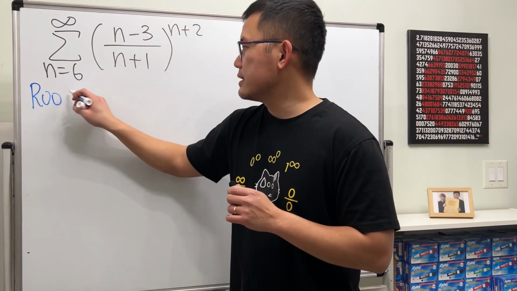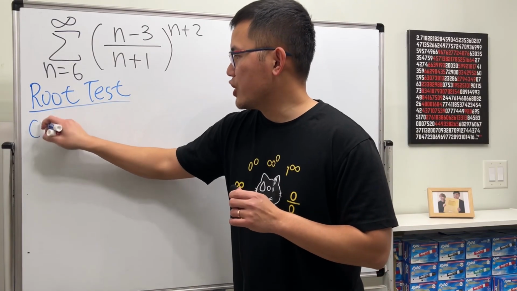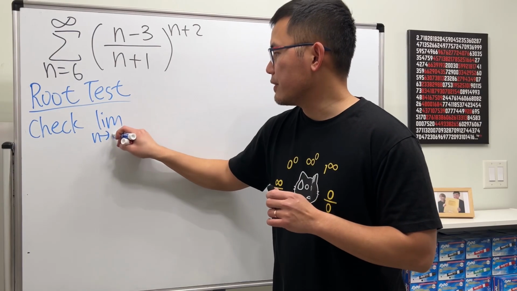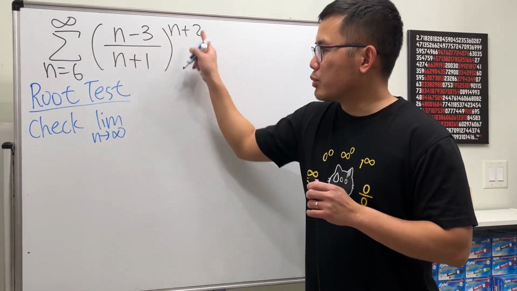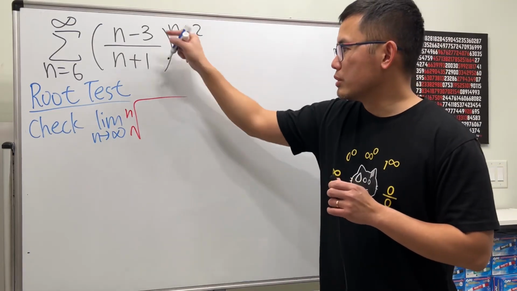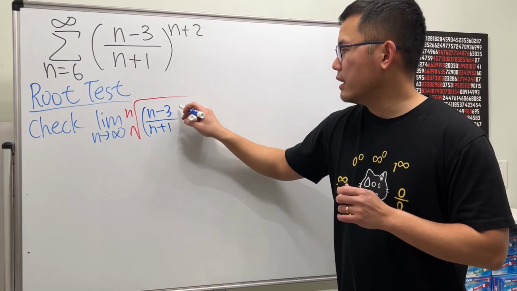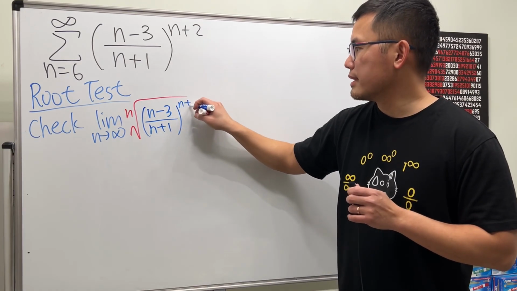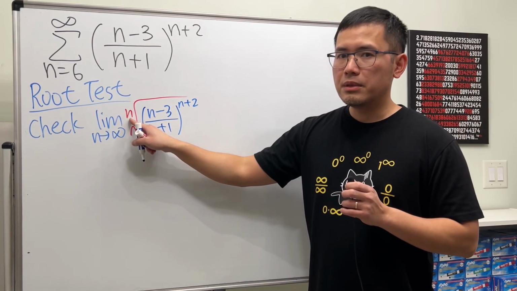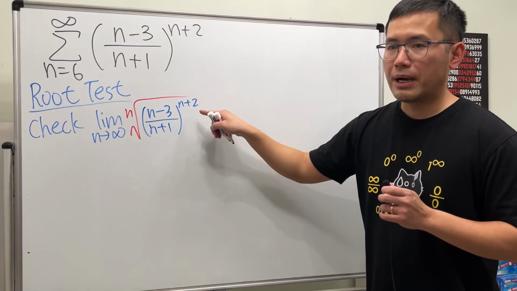So by the root test, what we are going to do is just check the limit as n goes to infinity, not just of this expression, but of the nth root of that expression. So the nth root of n minus 3 over n plus 1, raised to the n plus 2 power. The nth root is the same as the 1 over n power, so we can just look at this power and divide it by n.